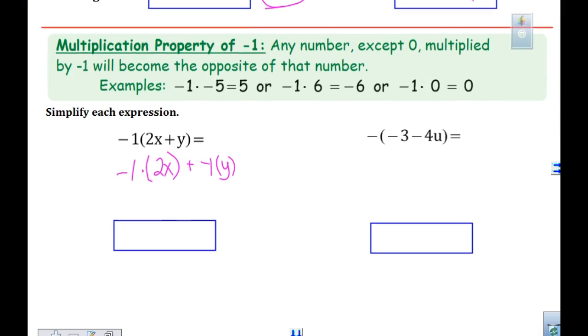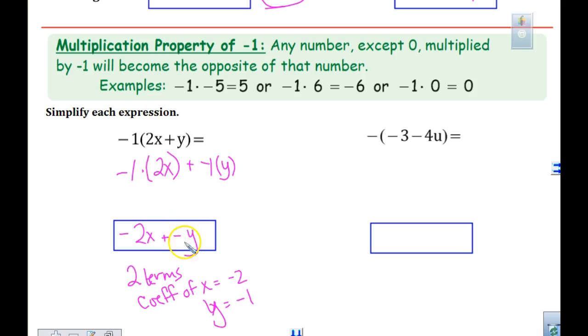So, if we are looking at this, the opposite of 2x is -2x. The opposite of y is -y. Now, sometimes it's better to put this as plus a -y. And again, I'm looking at this and I have 2 terms in my answer, right? I cannot combine these. These are not like terms. They're not the same variable. If I was looking at the coefficients, the coefficient of x is -2. The coefficient of y is a -1.